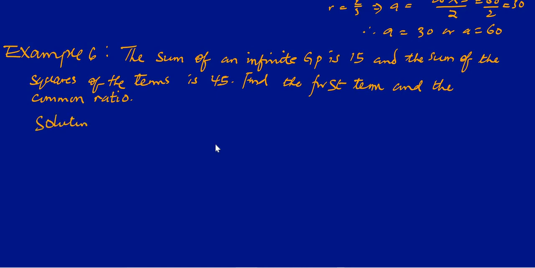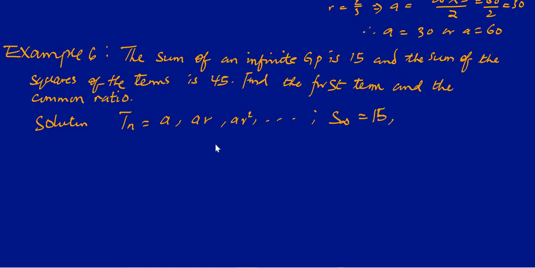Let's say the terms of the GP will be equal to A, AR, AR squared, and so on. And the sum to infinity is equal to 15.